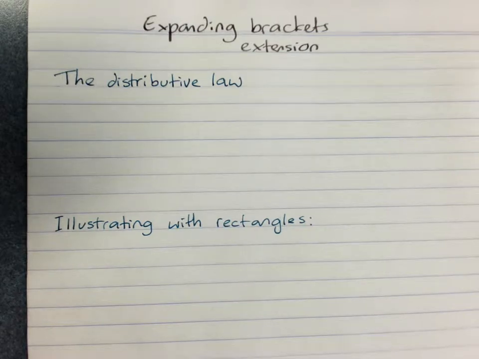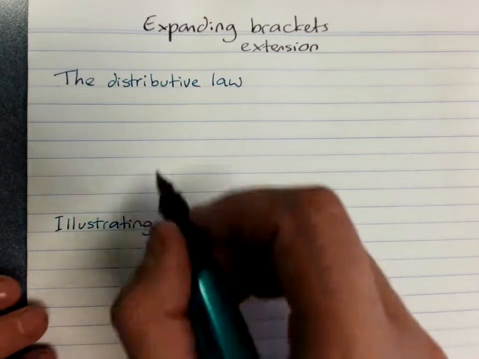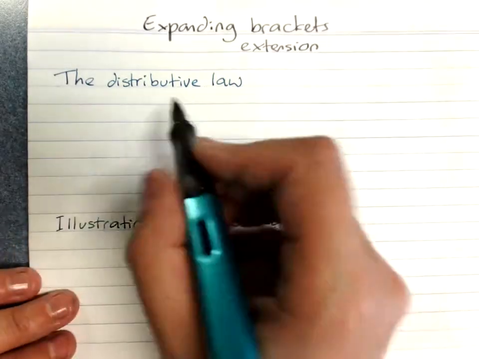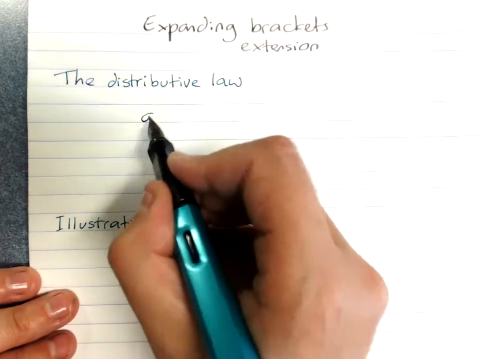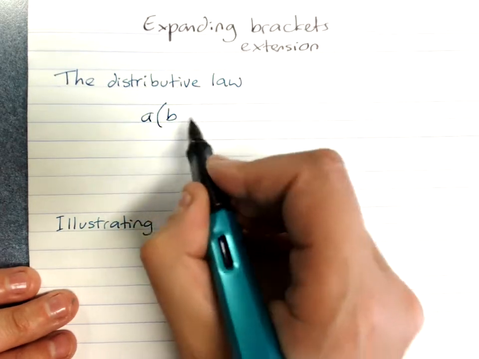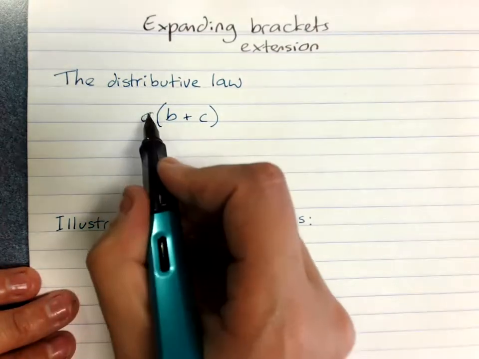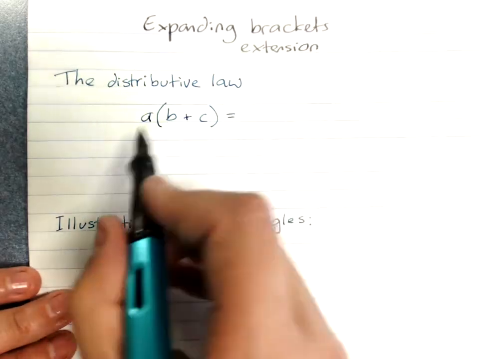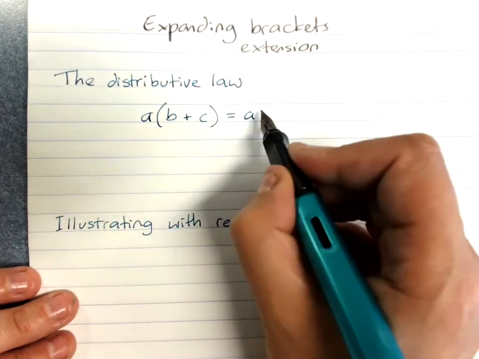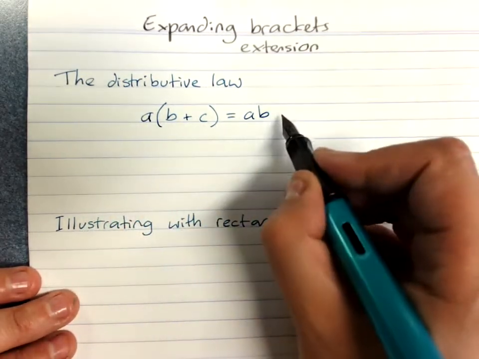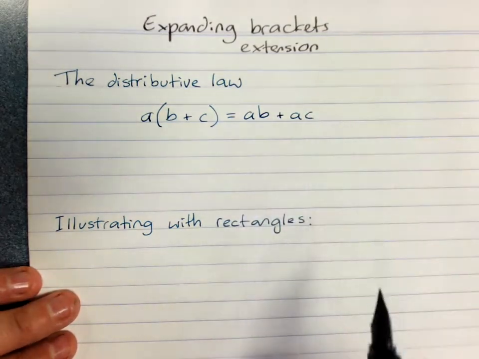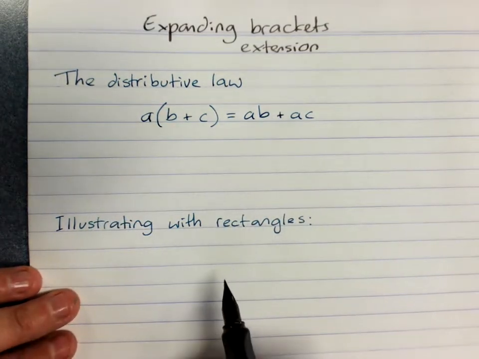Some extension with expanding brackets. Just be aware that the distributive law, which is the law that says why we can expand, can be written entirely algebraically. A outside of B plus C is the same as A times B is AB, A times C plus AC. So this is the distributive law.